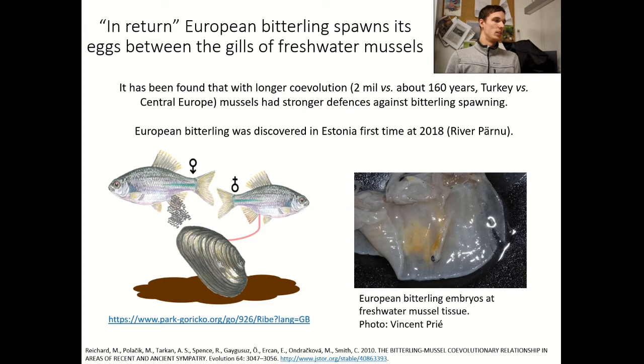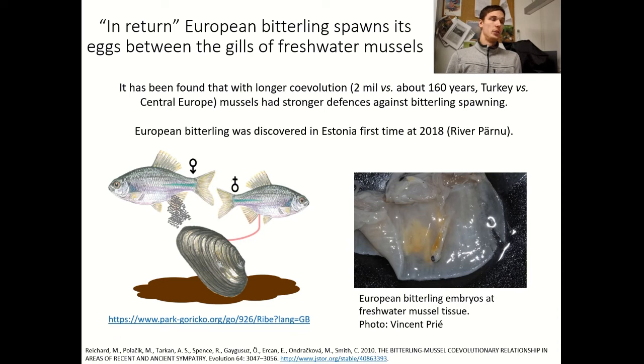But the mussels are not the only ones who want their young ones cared for by other species. There is a fish species called European bitterling that inserts its eggs between the gills of the freshwater mussels. Since the mussels are filter feeding, the male bitterling fish releases their sperm in the water column near the mussel, and this way the mussel itself is taking care of the fertilization of the fish eggs.